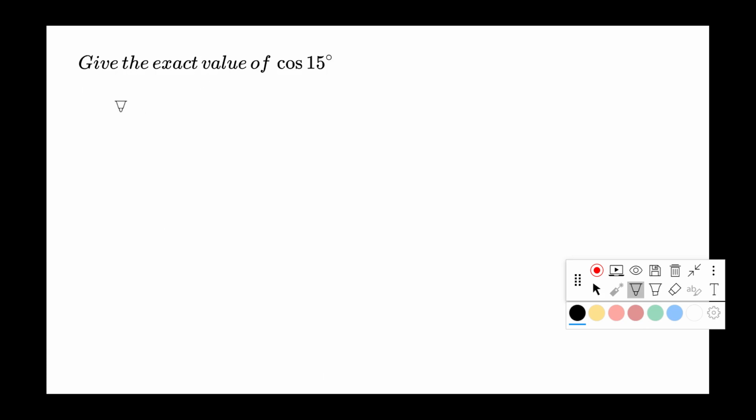Let's try to find the exact value of cosine 15 degrees. Okay, so the first thing we need to do is figure out a way to write 15 degrees using angles from the unit circle. There's a lot of ways that you can actually do this, believe it or not. I'm sure maybe your first instinct is 45 minus 30, which is not a bad instinct. That would work. I'm going to pick something else just for the sake of picking something else and showing you that it'll still work. I'm going to do 135 and 120. Both of those are on the unit circle, so that should work.